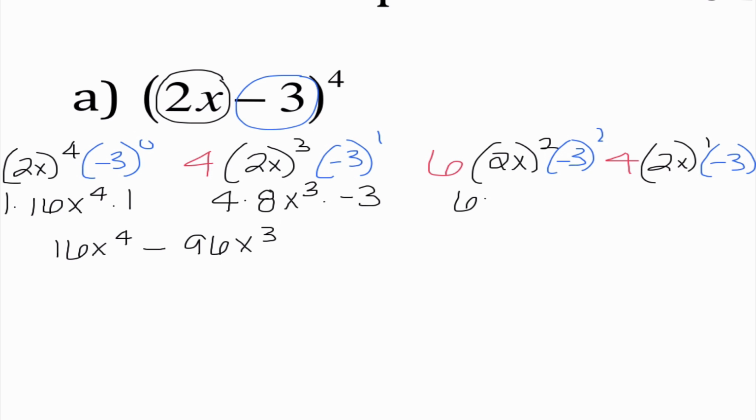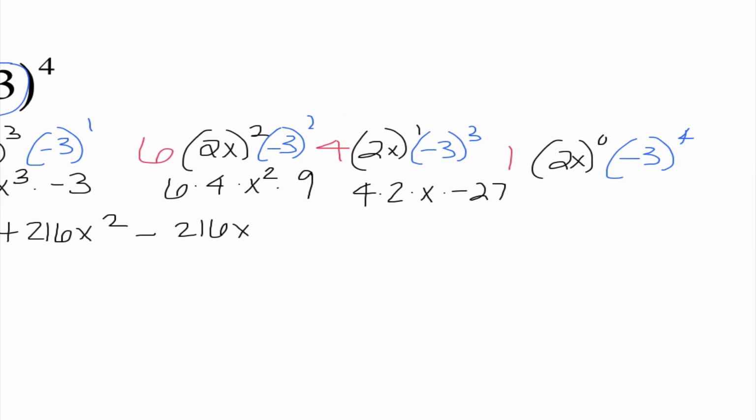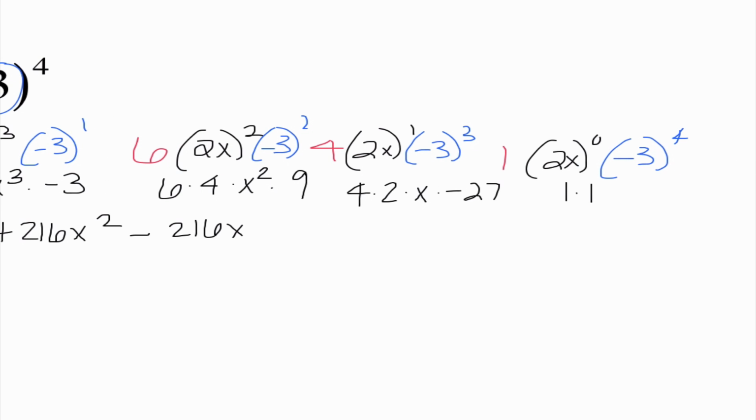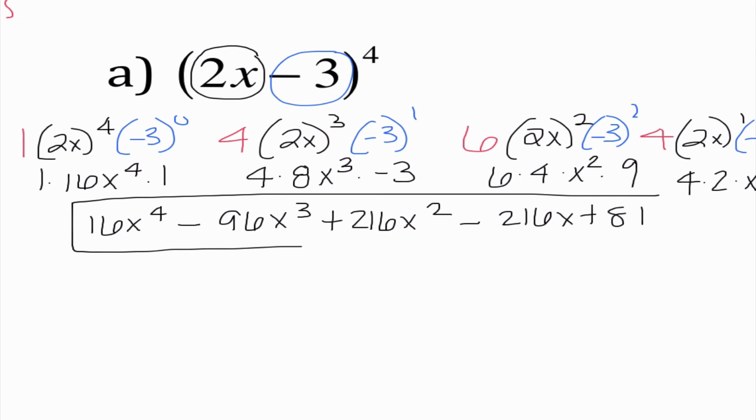Next, I have 6 times 4 times x squared. -3 squared is 9. When I multiply those together, I get 216x squared. 4 times 2 times x times -27 gives me -216x. And lastly here, I get 1 times -3 to the 4th is 81. So I have plus 81. So my final answer is this polynomial.